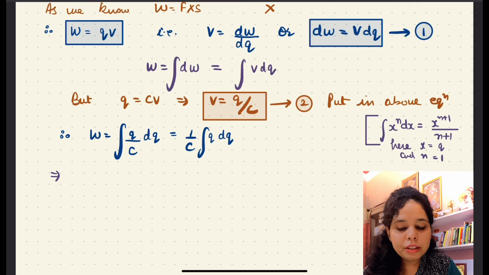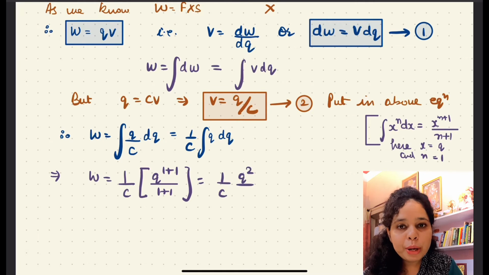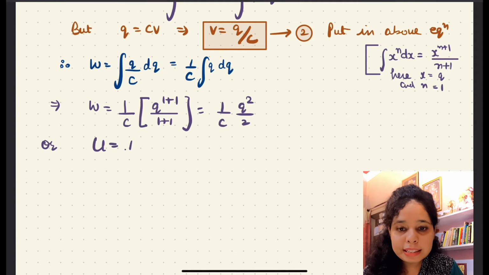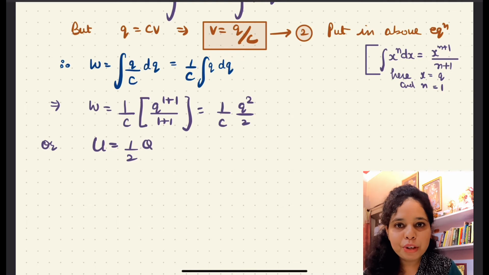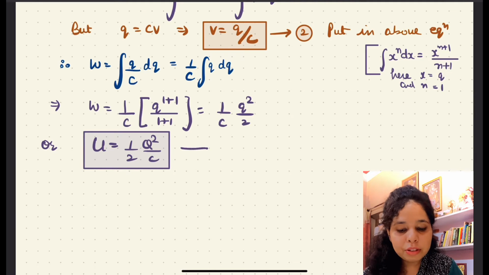Therefore, on substituting these values, we have W is equal to 1 upon C, and we will solve it straight away, that is q raised to power 1 plus 1 upon 1 plus 1, or we are left with 1 upon C q square divided by 2, and this work done is stored in the form of potential energy. Therefore, rewriting this equation, we have U is equal to half q square by C. This is equation number 3, and this is the first form of energy.